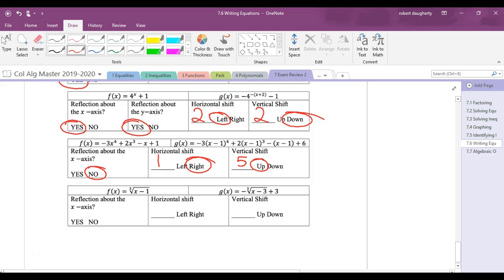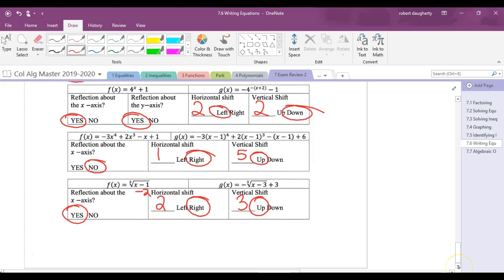And the last one here, cube root. So has it been reflected about the x-axis? Yes. Horizontal shift. The x minus 1 became an x minus 3. That means I had to subtract 2. Minus 2 is another way of moving me 2 units to the right. And did it move vertically? Yes, it looks like it went up by 3 units.